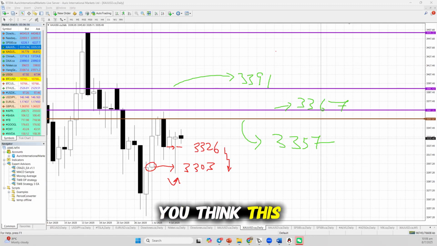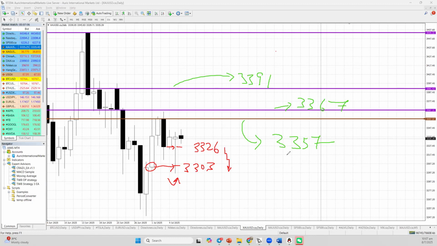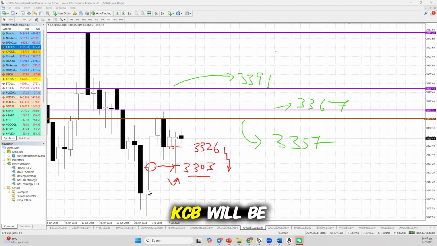So guys, don't you think this is incredible? Don't you think it's insane that you know what to do if the market breaks a certain level, you go to the next level, and the accuracy is definitely there. So I repeat myself: if it goes down again, it has to revisit 3303. But this is not going to be a fresh KCB because the market already utilized it. So the next fresh KCB will be at 3273.